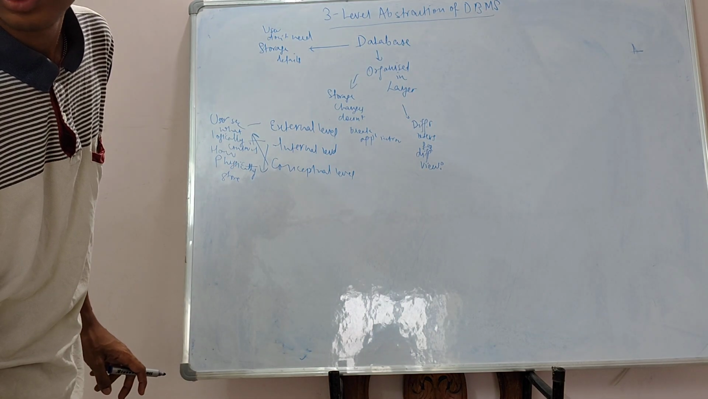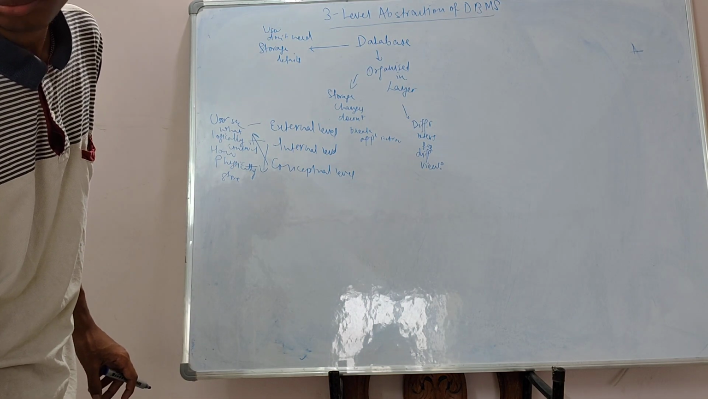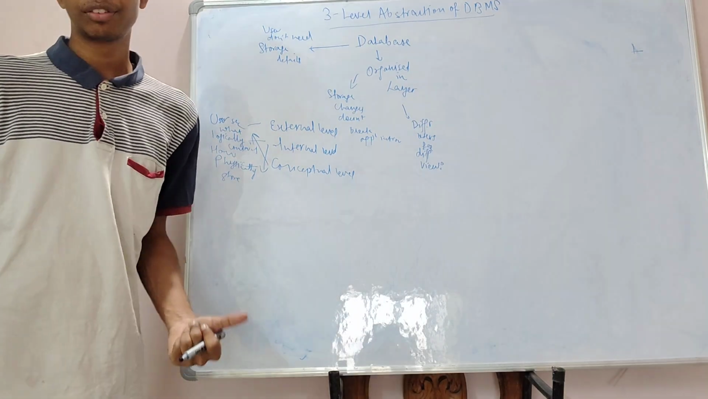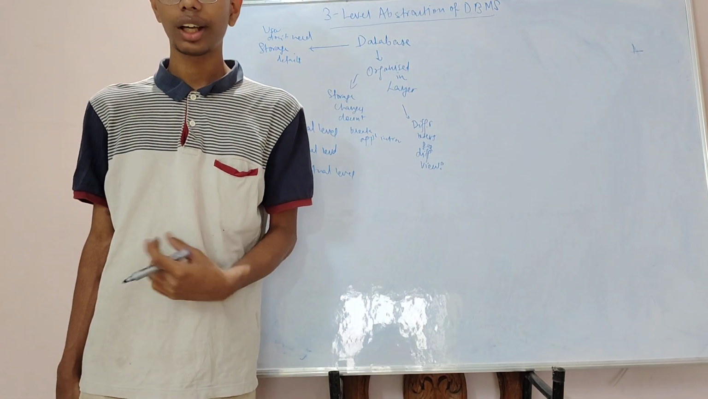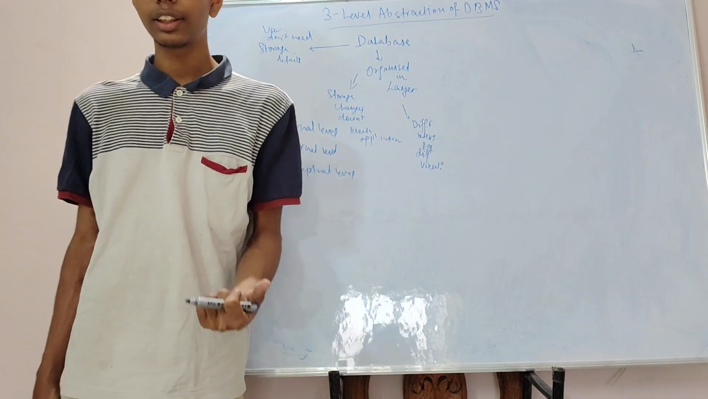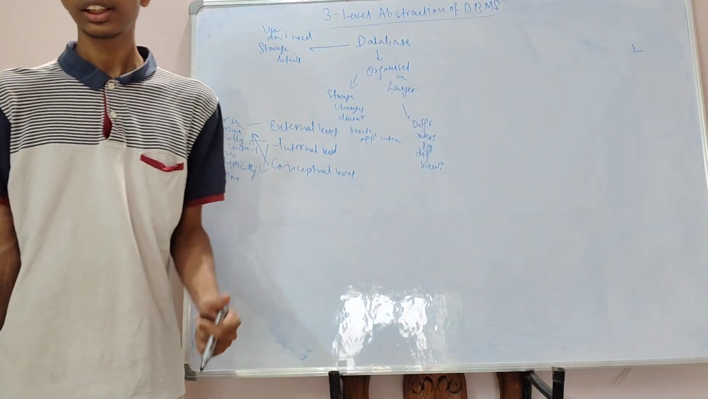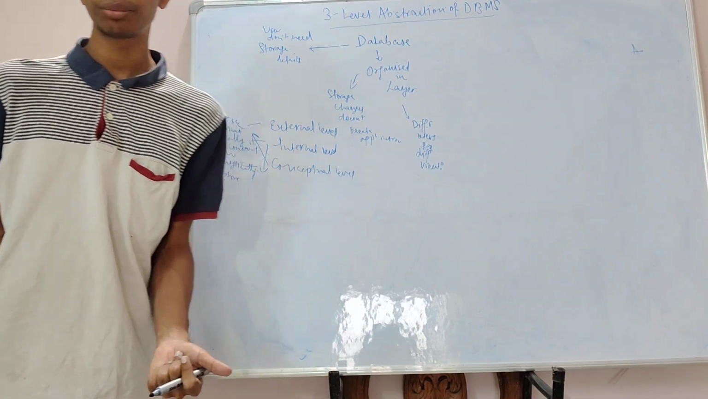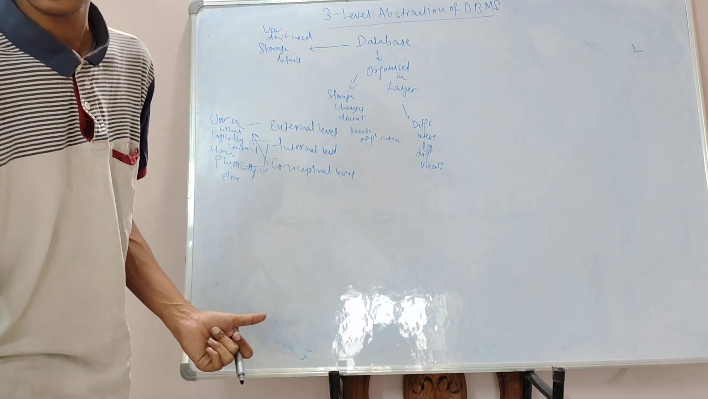Now, a real life analogy is, when you open Google Drive, you see files and folders, not hard disks, not binary storage, not indexing structures. The system hides complexity from you. This is what a DBMS does.